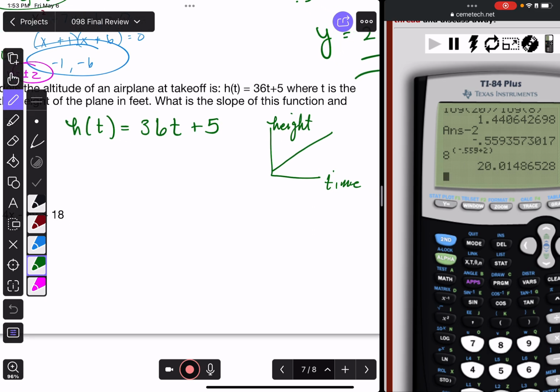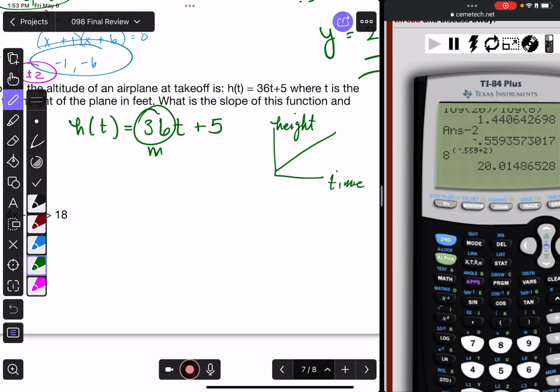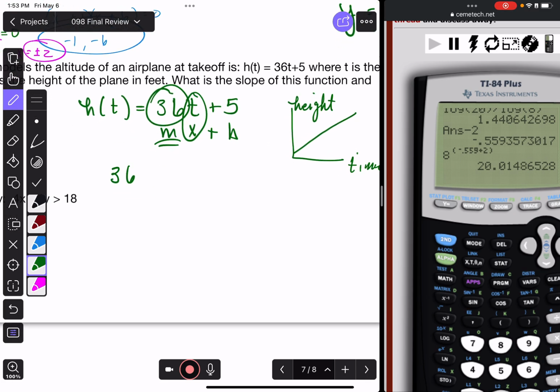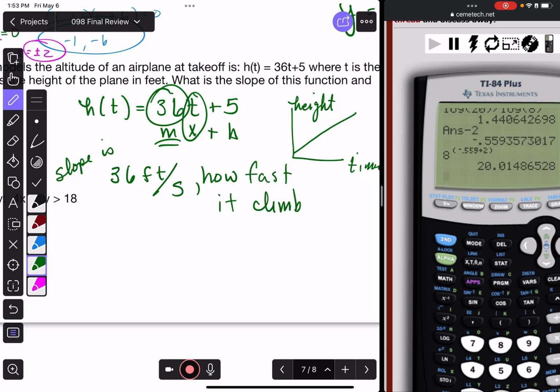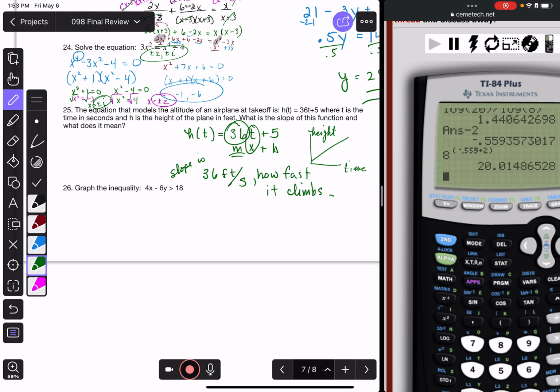Well, our slope is right there. Remember, y equals mx plus b, so there's our variable t. 36 is the slope, so the slope is 36. And it's telling us height in seconds, so it's feet per second. That's its rate of ascent. So how fast it climbs. Slope is how fast it climbs. 36 feet per second. Slopes are rates.